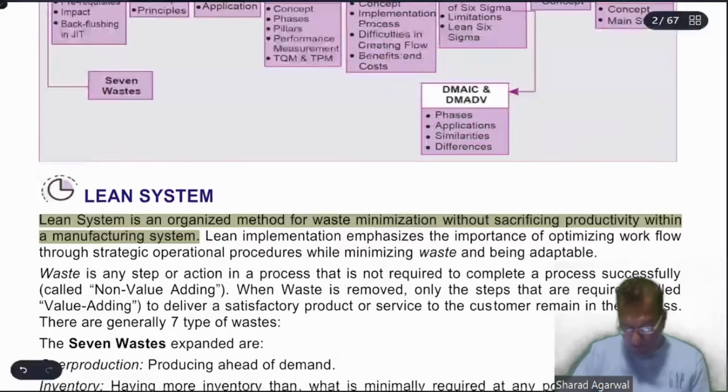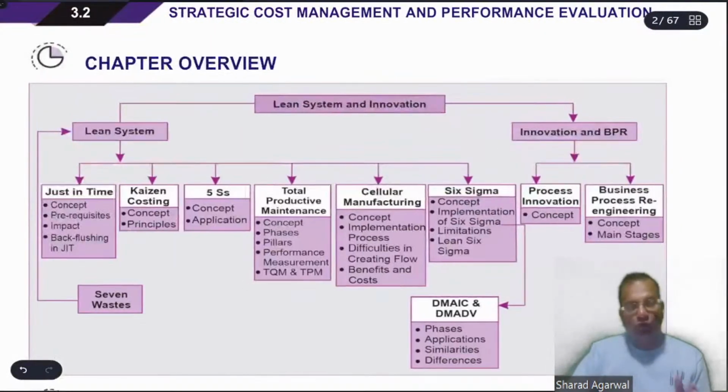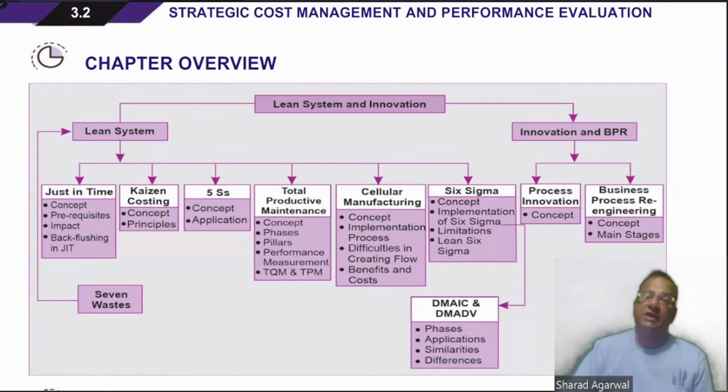So can you repeat the definition, beta, without looking at your copy of the study material? What is the definition of lean system? Lean system is an organized method for waste minimization, not elimination, without affecting the quality or functionality of the product within a manufacturing system.